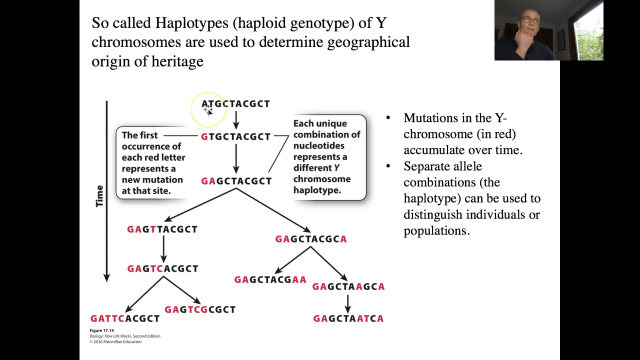So your book explains a little bit how the Y chromosome can be used over time to determine heritage. When I say determine heritage, what that means is where in the world, where on Earth, this person's ancestor came from. Back in the days when the world was populated, humans were first evolving in Africa, as we now know quite well.